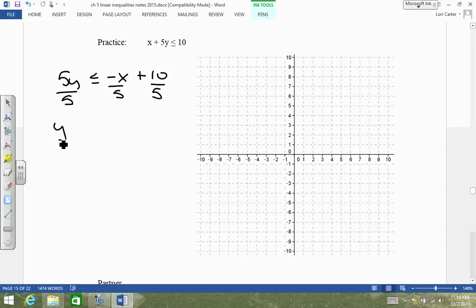Y is less than or equal to negative 1 over 5 x plus 2. Wait, what's the plus for? Plus 2. I lost you. Where did you lose me? How did you move it?